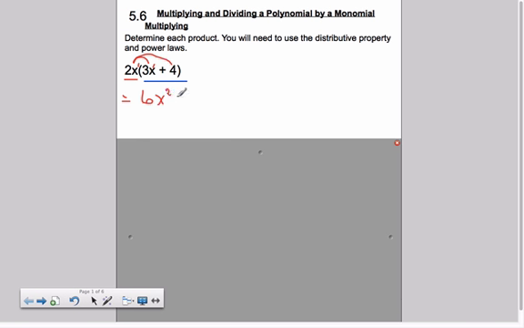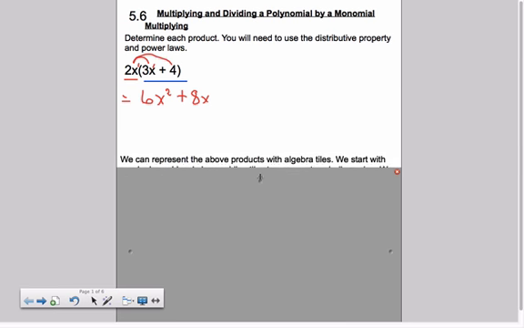Then we're going to do 2 times 4x, which gives you plus the numbers, 2 times 4 is 8. The x will just be plain x because there's no other x's to multiply it by, so we just remain x to the 1.